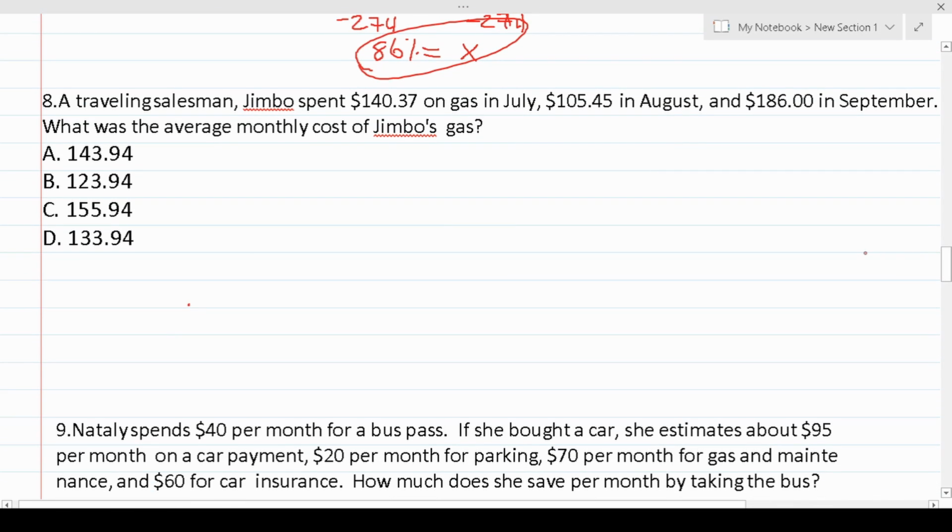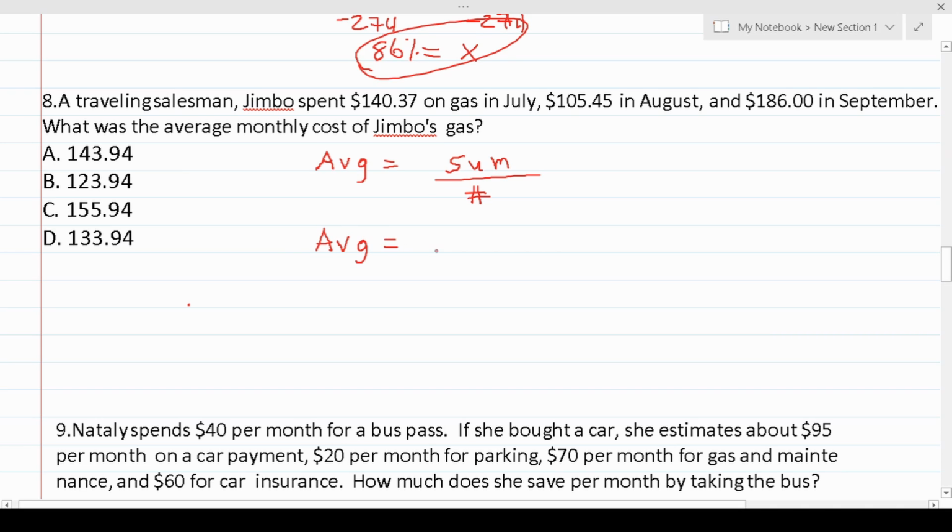All right, number 8 says a traveling salesman, Jimbo, spent $140.37 on gas in July, $105.45 in August, and $186 even in September. What was the average monthly cost of Jimbo's gas? So again, this is an average problem. To find the average that he spent per month on gas, we're going to do average equals sum over the number. Again, sum of all the cost of gas divided by how many months.